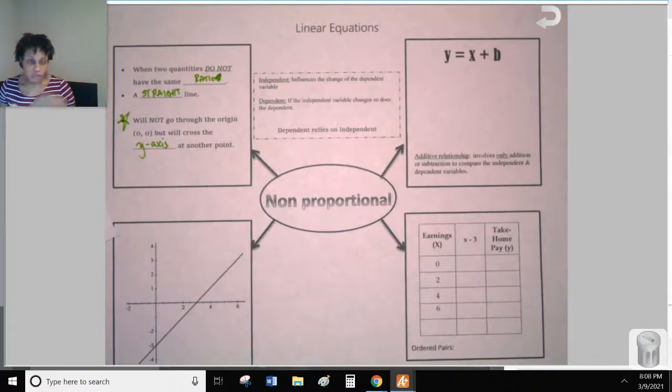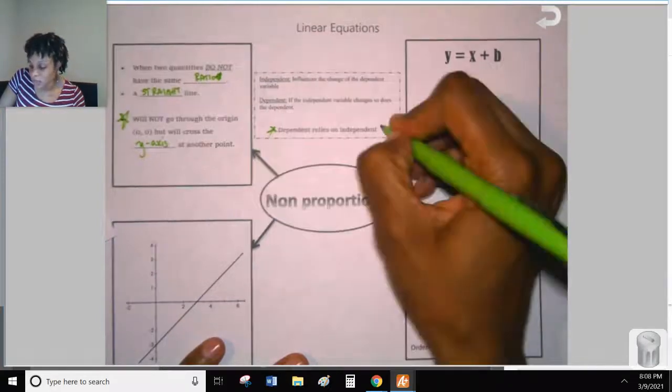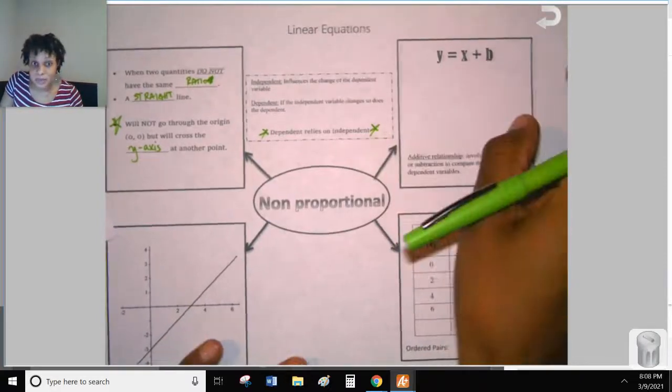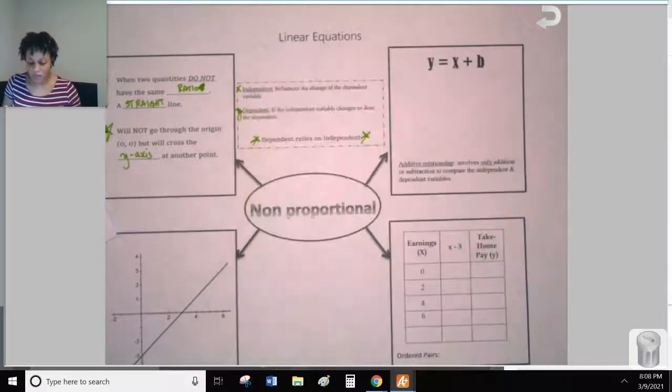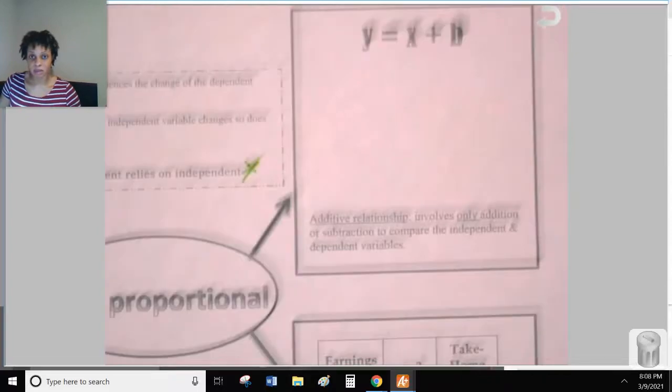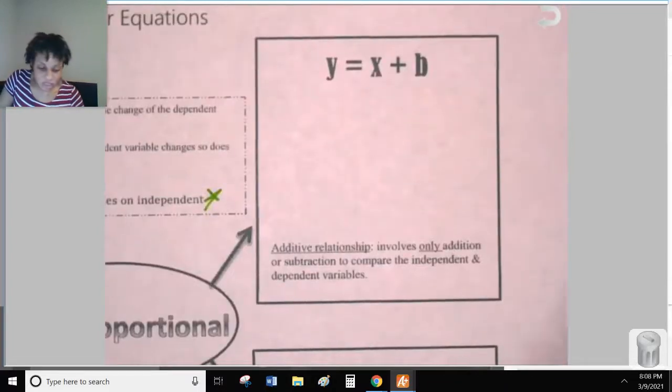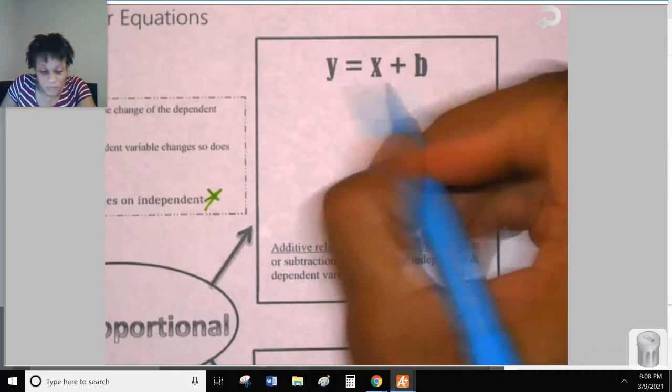Again, with non-proportional, we still have independent and dependent. Remember, an independent influences the changes of the dependent. If the independent variable changes, so does the dependent. The dependent relies on the independent. Remember, you are a dependent of your parents. So our dependent is our y, our independent is our x. When we're talking about situations, let's look at how this would look in an equation. So in an equation, you would have the form of y equals x plus b.